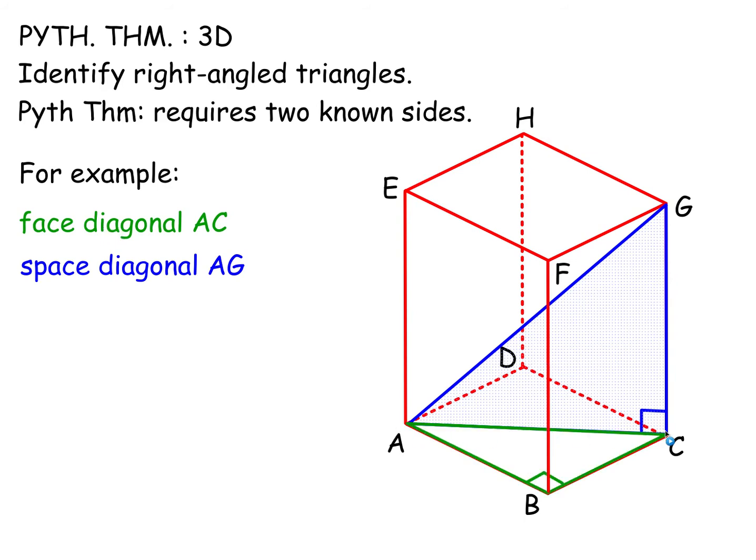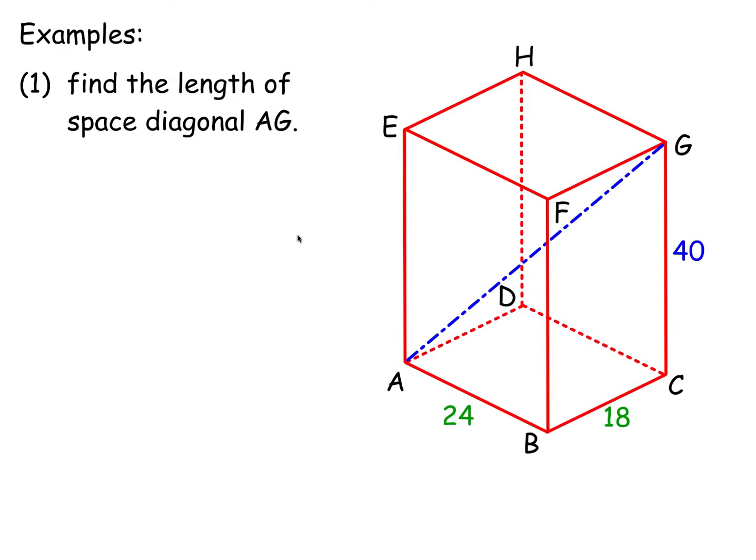AC is a face diagonal with sides AB and BC of the cuboid. So in this example, you have to calculate the length of space diagonal AG. First, there's this blue right angled triangle where AG is the hypotenuse. One of the sides is 40, but we don't know AC. It's a face diagonal. We need to calculate it.